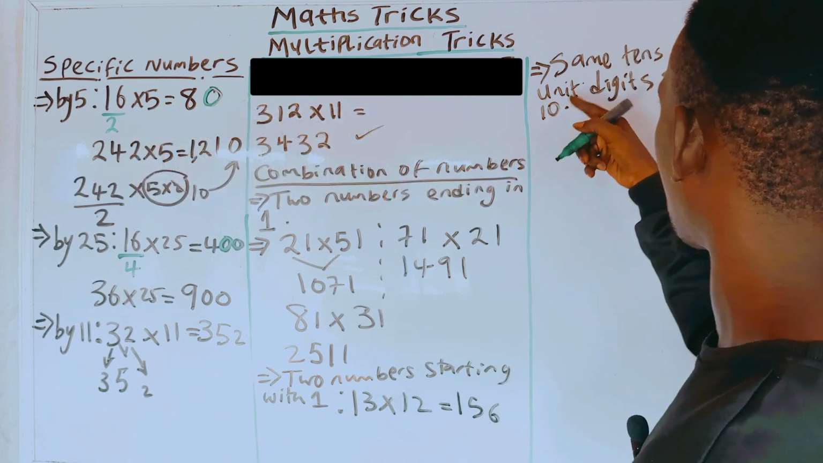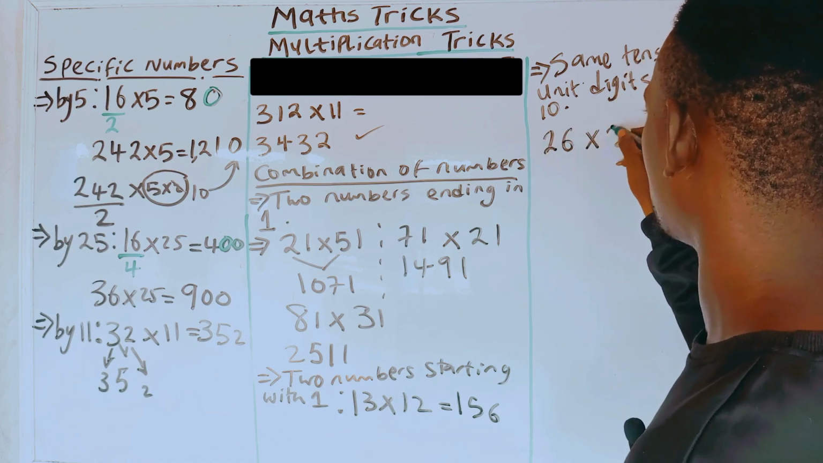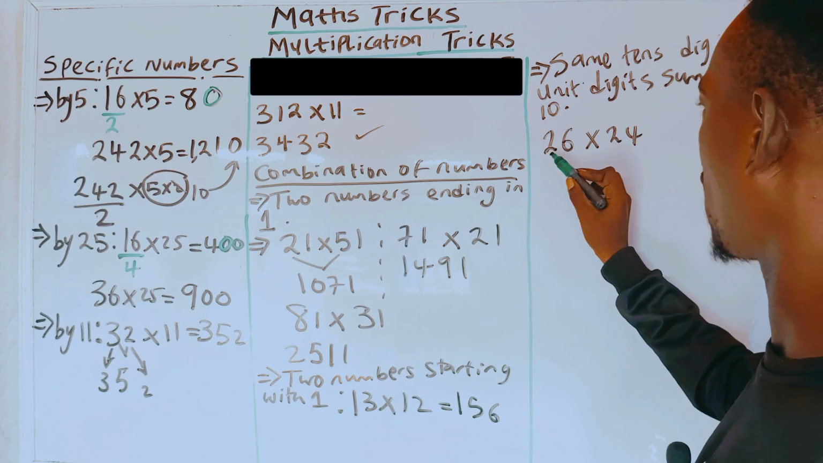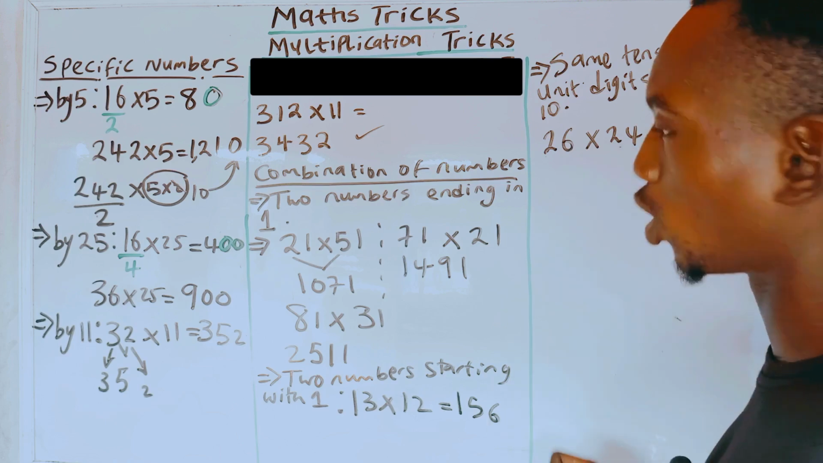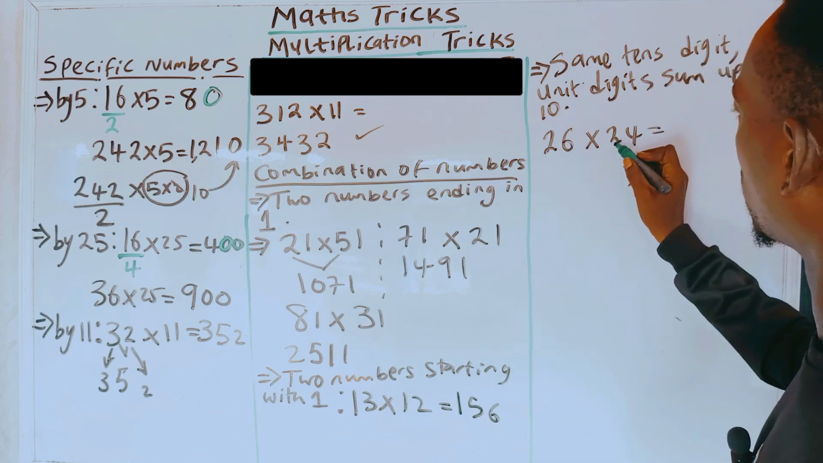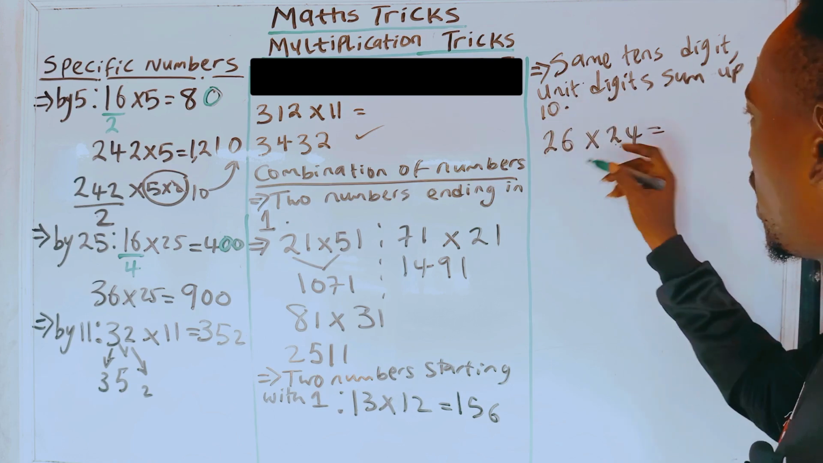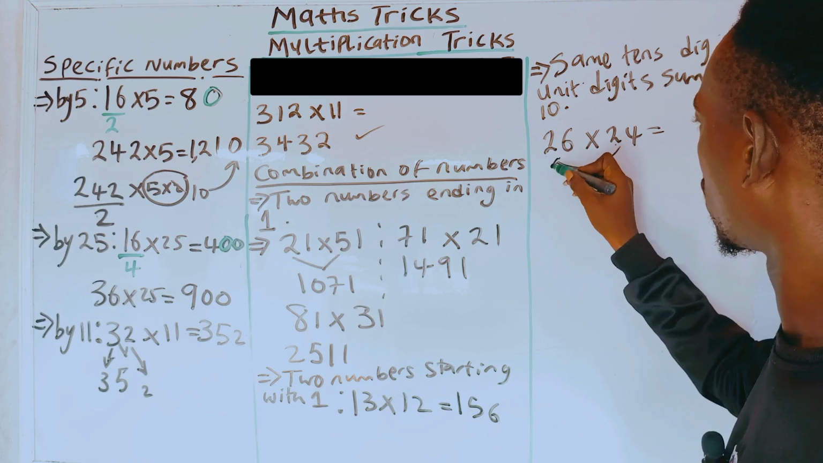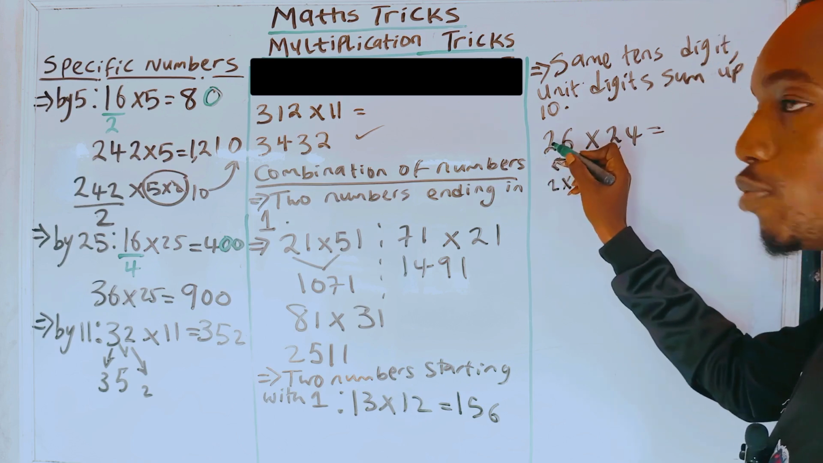Whenever you're multiplying two numbers that have the same tens digits, for example, let's say 26 times 24, they have the same tens digit, that's 2 and 2, and the sum of the unit digits adds up to 10. The trick is that you multiply 2 times 1 added to this one. That will give us 2 times 3. That's 2 times (1 plus 2), which is 3.